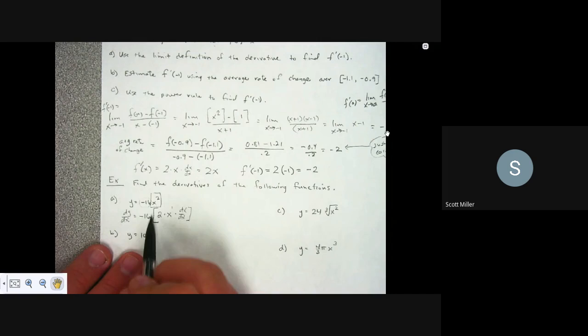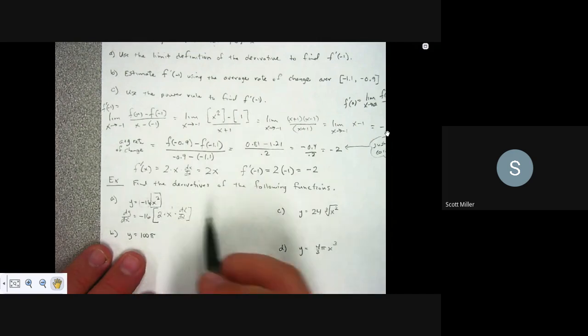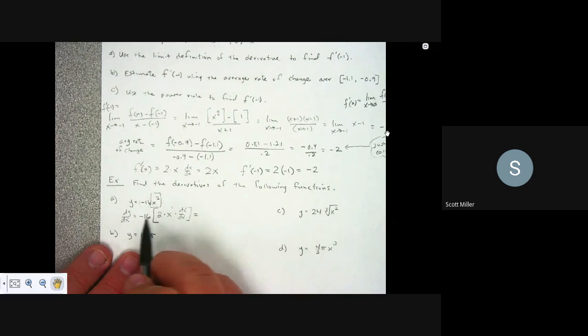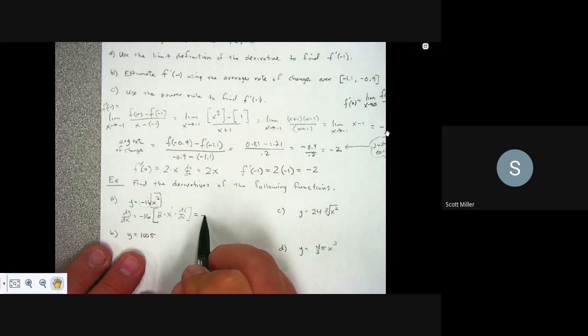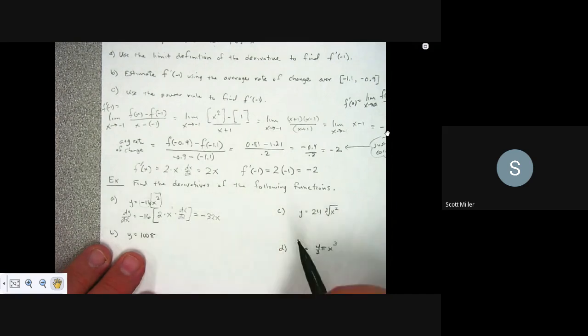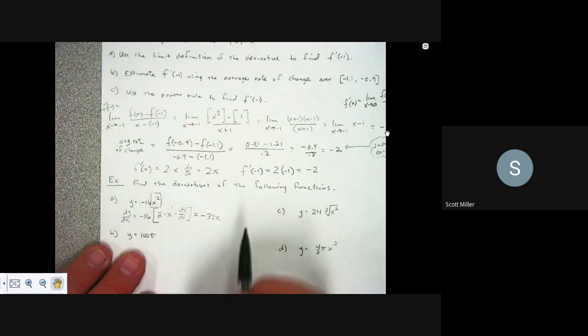Just take the constant, move it to the front, and multiply it by whatever the derivative is of the remaining function. Then you can come through here and clean this up by just multiplying this out. This is not distributive, this is just a multiplication. So it's going to be negative 32 times x, and dx is just 1. So that would be my answer right there.